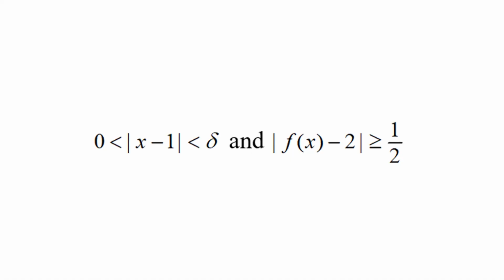That is, for any delta greater than 0, there is an x equal to 1 - delta/2 such that 0 < |x - 1| < delta and |f(x) - 2| is greater than or equal to 1/2. This shows that the limit of f(x) as x approaches 1 is not equal to 2.